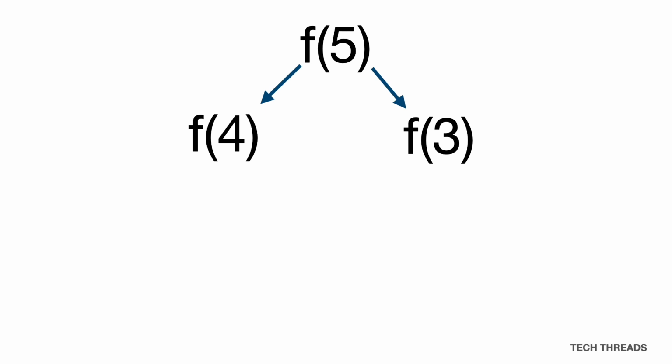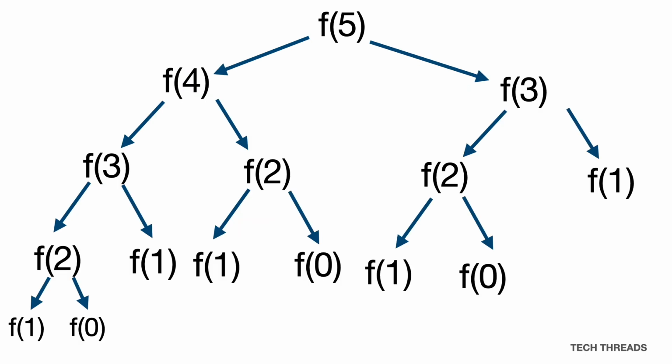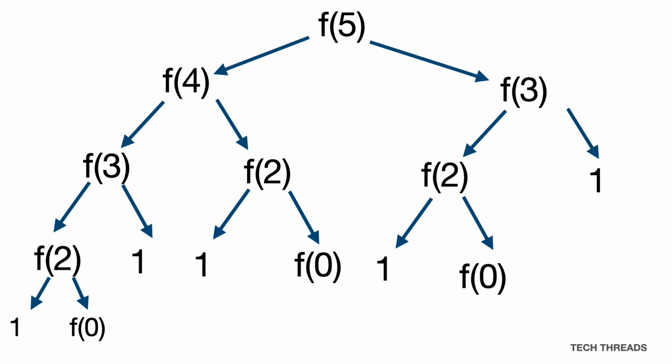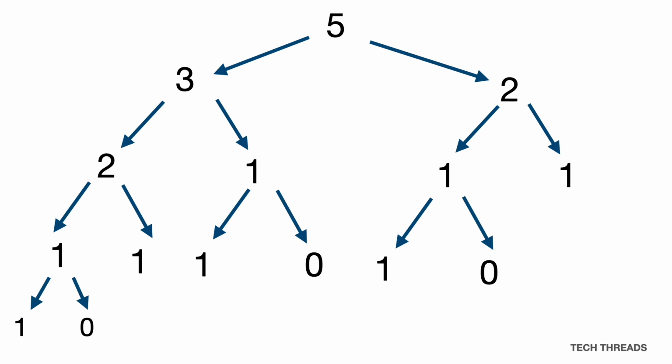But to compute f of 4, we need to know f of 3 and f of 2. And to calculate f of 3, we need to know f of 2 and f of 1, and so on until every root of the tree is a base case. The base cases are f of 1 equals 1 and f of 0 equals 0. We can then use the equation f of n equals f of n minus 1 plus f of n minus 2 to work our way back up the tree to get to the solution to f of 5, which we can see is 5. As you can see, this isn't very efficient. There are so many repeated calculations, and this just gets worse and worse the larger the value of n gets. Dynamic programming is going to fix this.